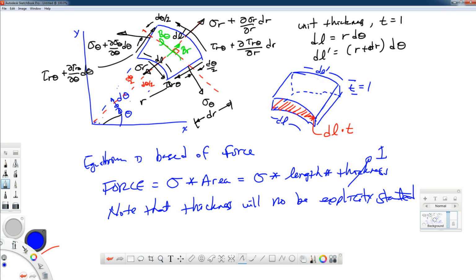Alright, the other thing that we're going to need, last thing I'll write on this page, is when we deal with these body forces, we're going to need to find the volume of the element, and the volume of that element would be equal to r times dr d theta times t. Alright, it's kind of messy. Let's see if I can clean this up just a little bit, and we'll do one of our equilibrium equations.